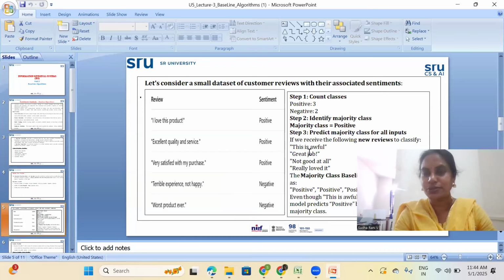So what is it doing first? First it takes the feedback, then it counts and checks which count is higher, either the positive count or the negative count. Whichever count is higher, it considers that category, positive or negative.